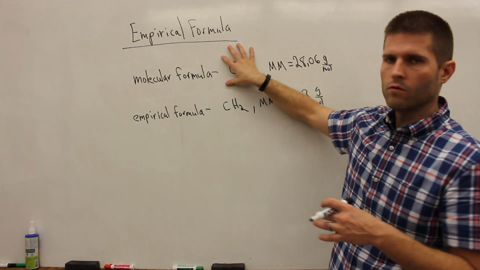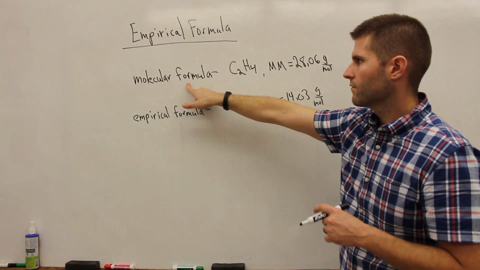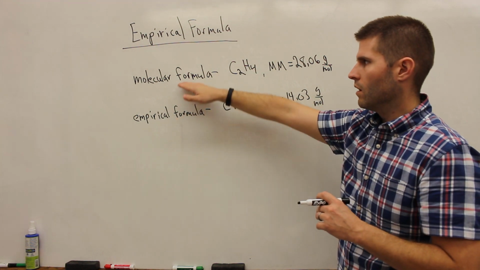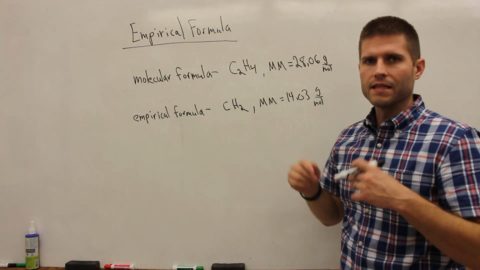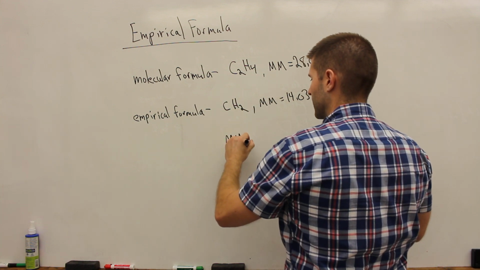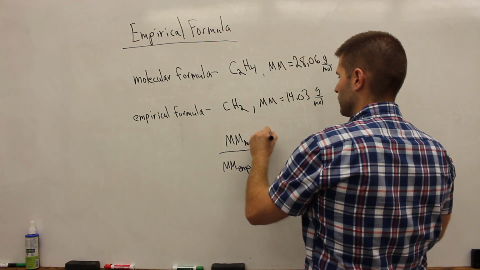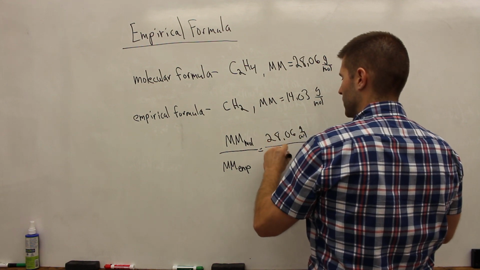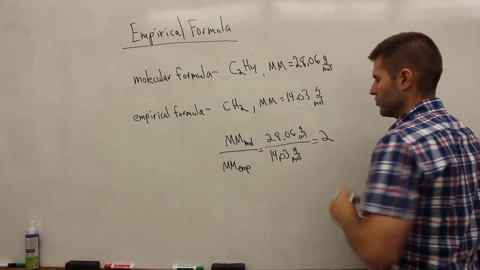Let's say we don't know C2H4 is our molecular formula, but we do know the molar masses of the molecular formula and the molar mass of the empirical formula. We know that we can take the ratio of those 2 molar masses and identify how much smaller our empirical formula is than the molecular formula. So let's see how this works. Let's say we take the molar mass of the molecular and divide it by the molar mass of the empirical. This would be 28.06 grams per mole divided by 14.03 grams per mole. When you plug this into a calculator, you end up with the number 2.